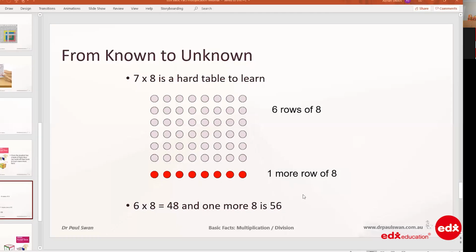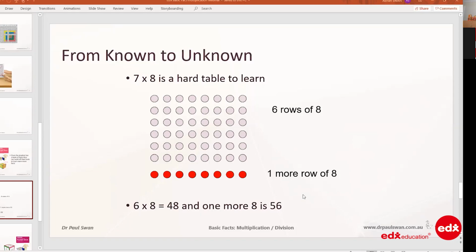So let's look at another strategy or two. So you need to build a bank of facts. Now, the reason you need to build this bank of facts is because sometimes you're trying to learn a new fact. And so that's taking you from the known facts to the unknown. So the bigger the bank of facts you have, the more you can use.